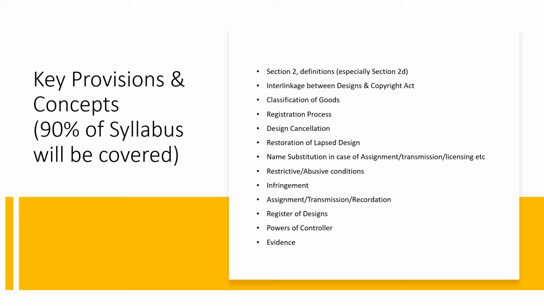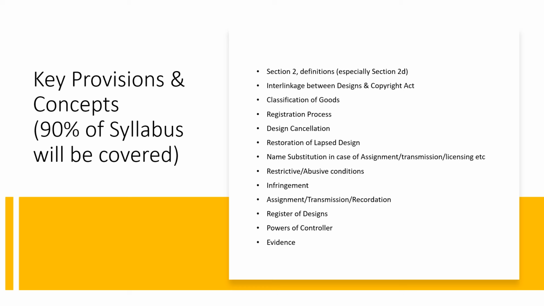Another important one is substitution of name, I mean the substitution in the name of the applicant. So it can also happen that when the design is registered, you assign it to someone, or there is transmission and licensing. So there is a change in the ownership, right? So when that happens, suddenly in the design register also the name of the proprietor must change. So there is a process, there is a form that has to be filed. So that you must know.